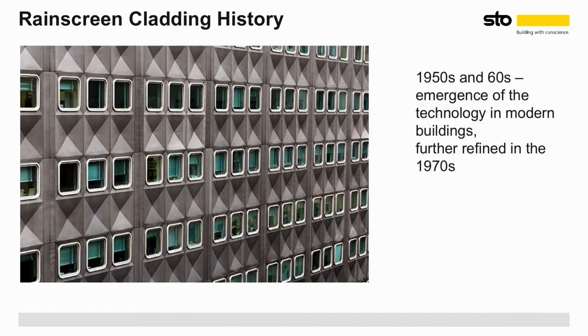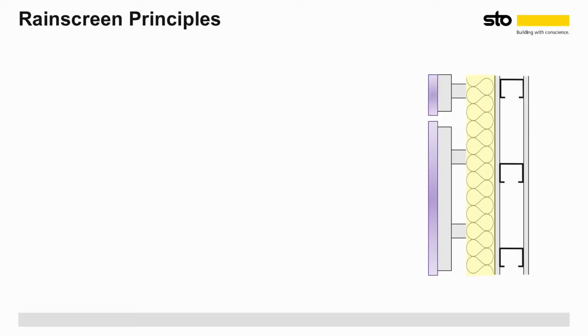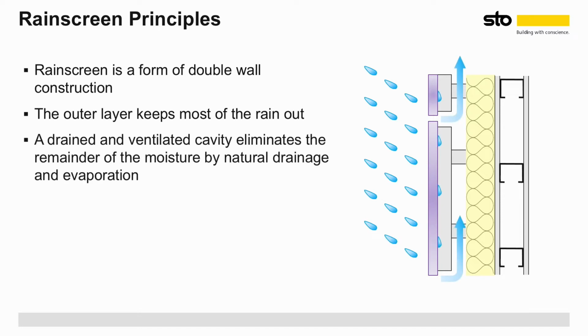One of the most publicised examples of an early rainscreen cladding project was the Alcoa building in Pittsburgh, US. Built in 1952, the 30-story building was clad in open-jointed aluminium baffles. It wasn't until much later, around the 1970s, that rainscreen cladding became a popular building method. What is a rainscreen cladding system? Rainscreen is a form of double-wall construction, and the outer layer keeps most of the rain out. A drained and ventilated cavity eliminates the remainder of the moisture by natural drainage and evaporation.